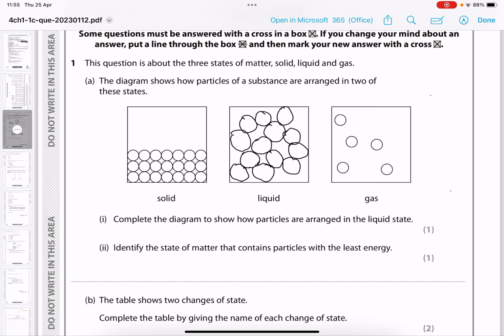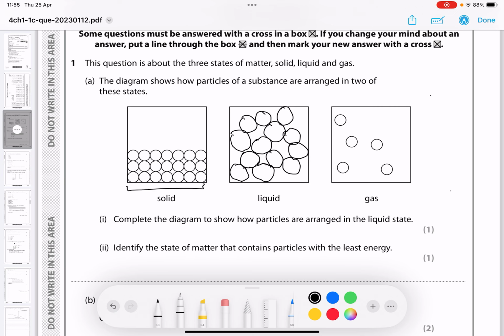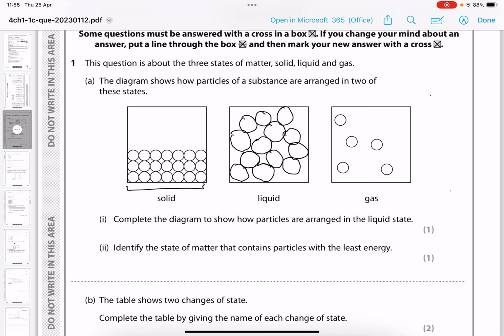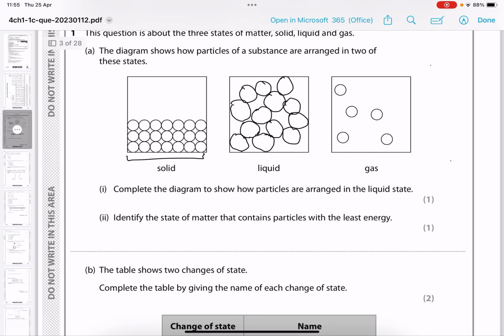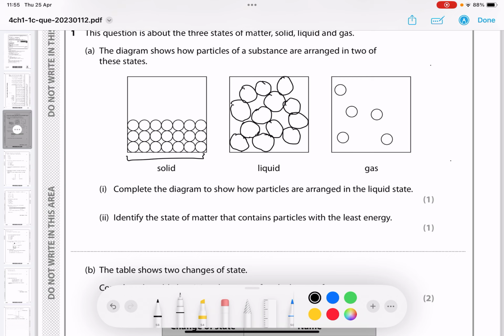So in a solid, you can clearly see that the arrangement is very regular. All the particles, they're in neat rows. But in liquid, the particles are irregularly arranged and they're touching each other. In a gas, they're very far apart and there's a random arrangement, okay? So those are the main things you need to remember.